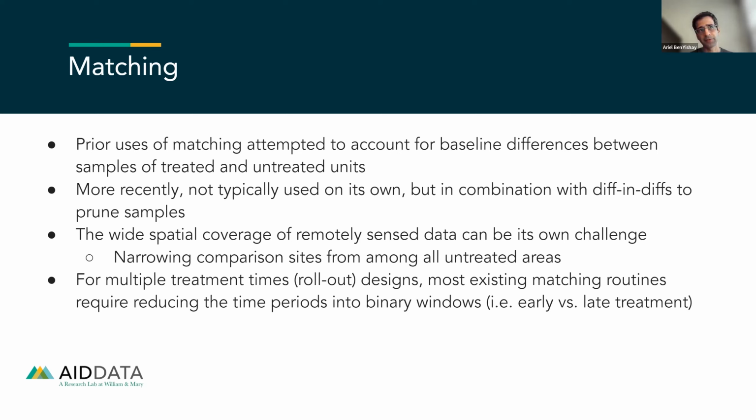This is particularly important, we think, for a lot of GIE work and remotely sensed data more generally, because exactly that benefit of remotely sensed data having wide spatial coverage, being able to see stuff about units that were not in the initial survey sample or initial survey design, is a blessing, but it can be a real challenge because now we have a much wider pool of potential comparison sites from which to select, and narrowing those comparison sites to those that are most similar to the treated units. Again, that's something that matching is well designed to do.